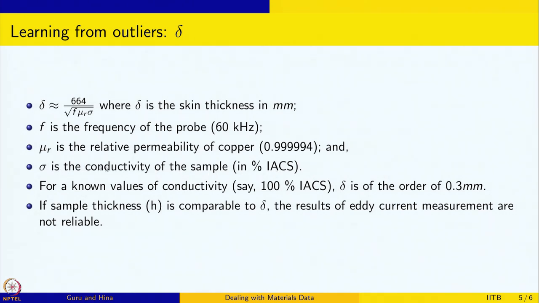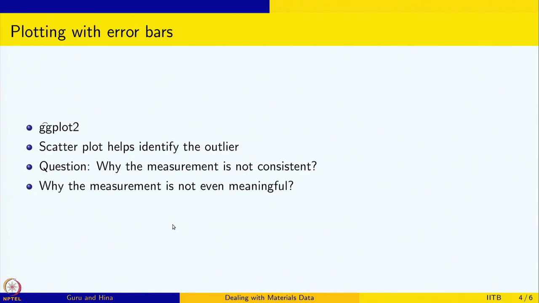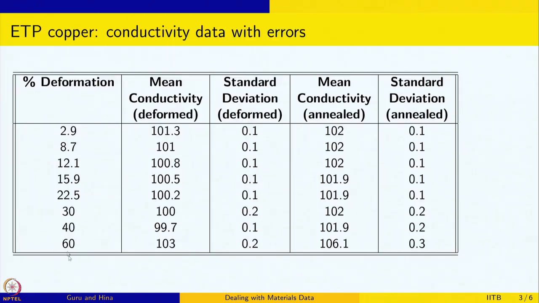And we know that the conductivity of copper, the ETP copper that we are dealing with, is somewhere around 100, 102, etc. Let us say that it is about 100 IACS, then delta is of the order of 0.3 millimeter. If the sample thickness is comparable to this value, then the results of eddy current measurements are not reliable. And the reason why in 60% deformed samples we are getting meaningless numbers and inconsistent numbers is because given our initial thickness, when we made 60% deformation on these samples, the thickness became comparable to this skin thickness.